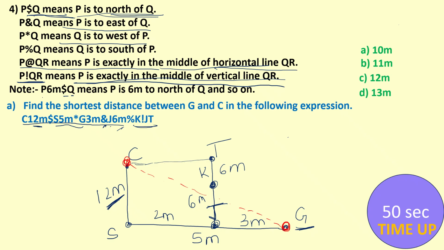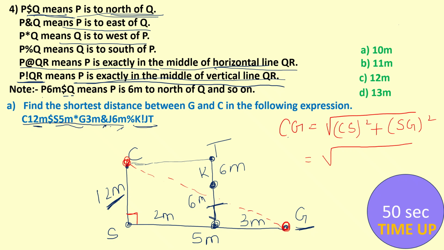So, this is the rectangle, triangle you got, correct? So, we want the distance between G and C. So it will be root of what? CS square plus SG square. Correct? So CS square, what is the distance? 12. 12 square. Plus, what is the distance between S and G? It will be 5 square.